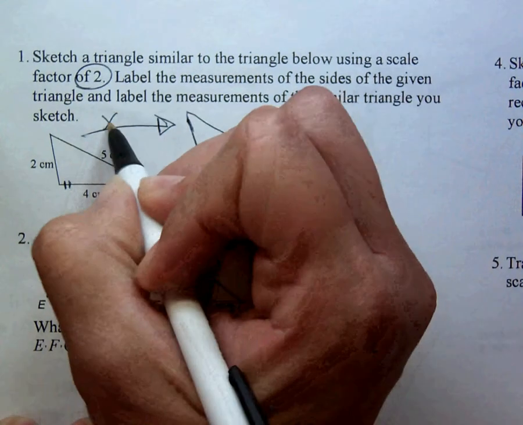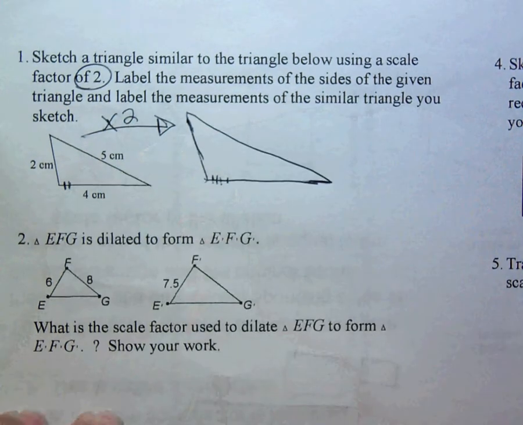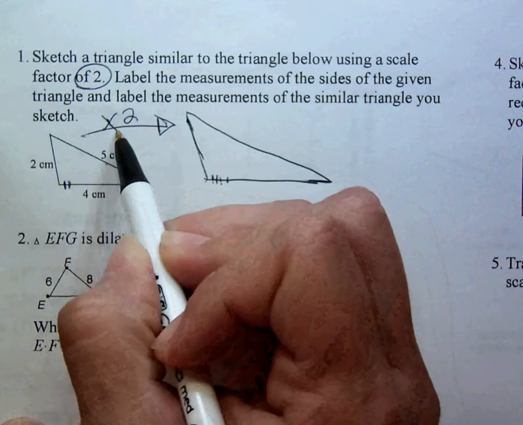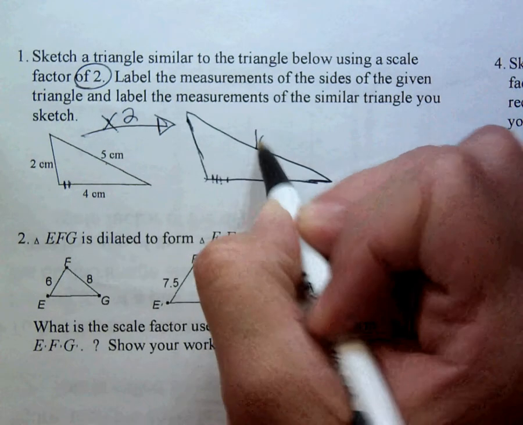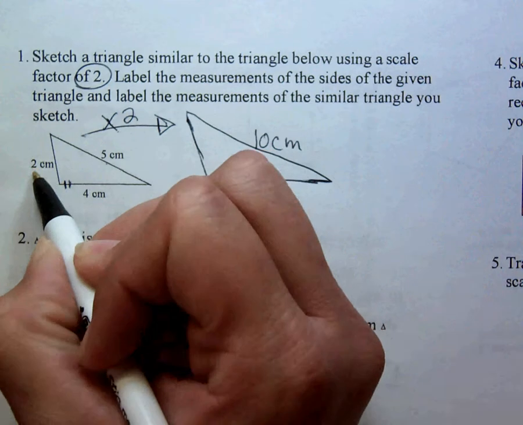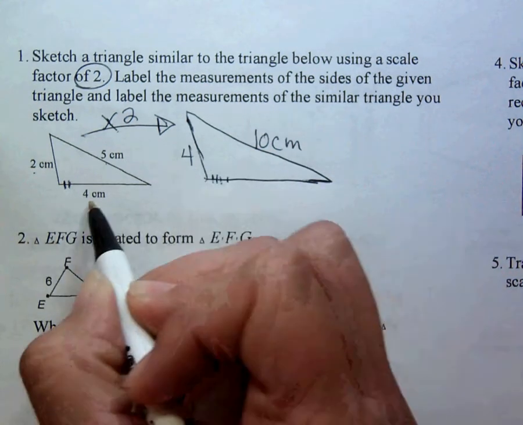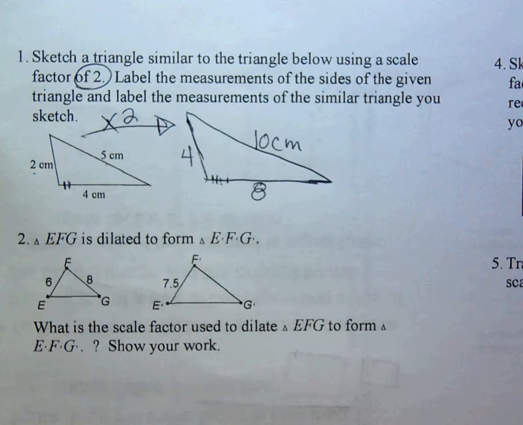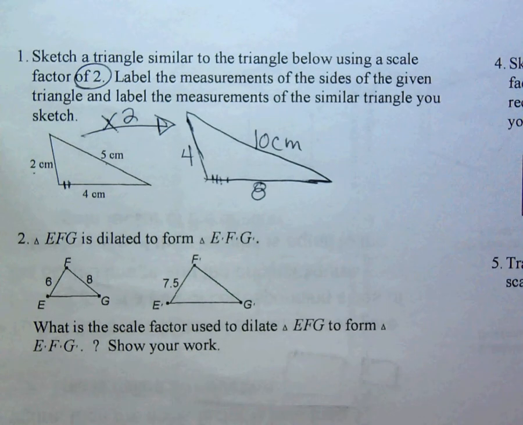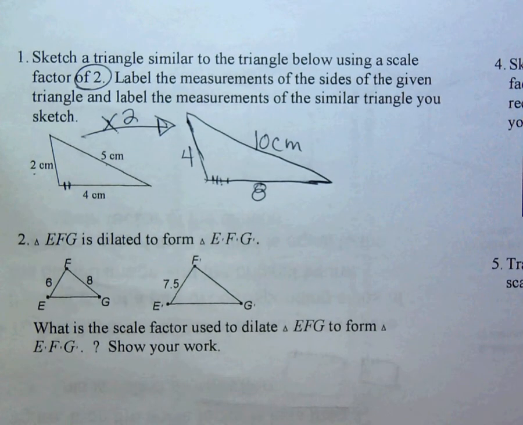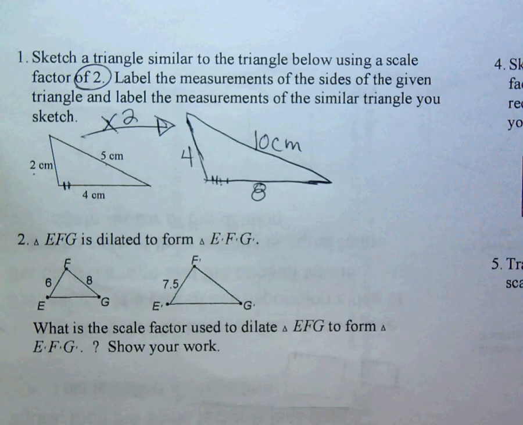Now the cool part is, to come up with your new measurements, all you do is multiply. So 5 times 2, what do I put here, guys? 10. And 2 times 2, alright, and the bottom one, 4 times 2 is 8. And there you go, you just went ahead and drew a similar object from left to right.